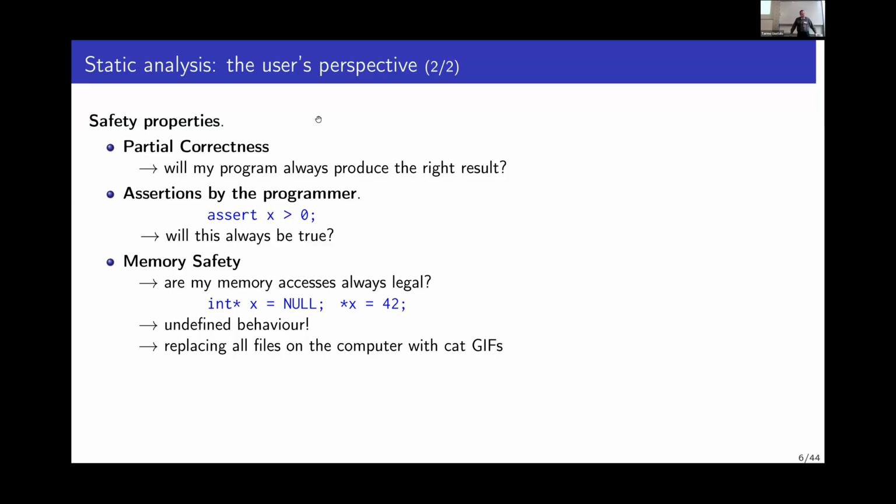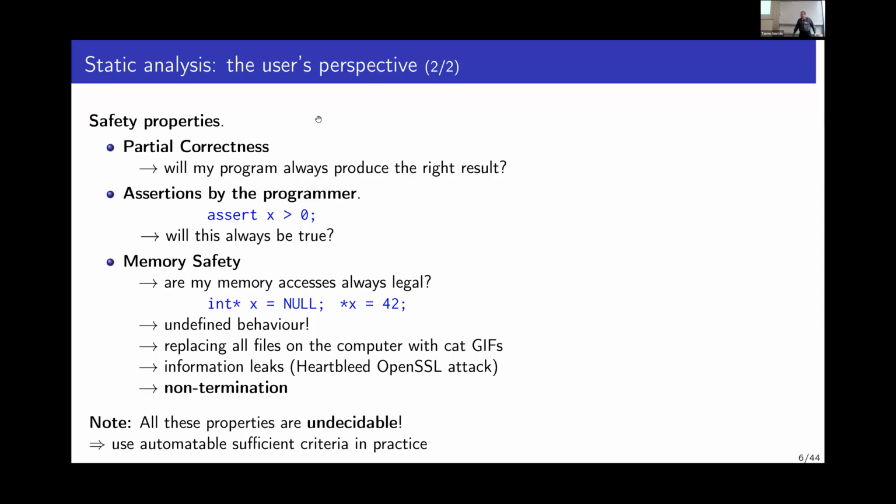So the resulting code may well replace all the files of the computer with some weird pictures. You may get information leaks. So remember the Heartbleed OpenSSL attack that did go through the media. And well, from my personal perspective, since I care so much about termination, memory safety may also mean the program may just get stuck and never return. So memory safety is of interest pretty much for all other properties, if you're working in a language where it can be violated.